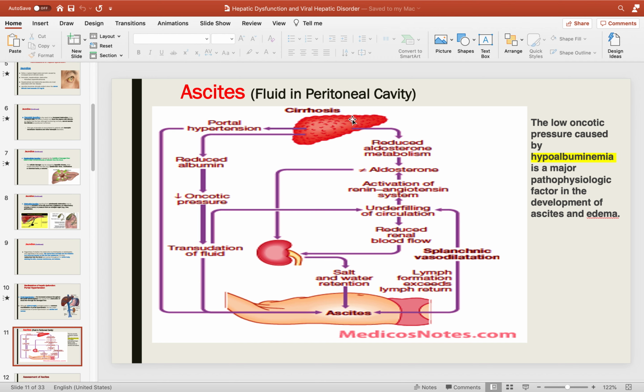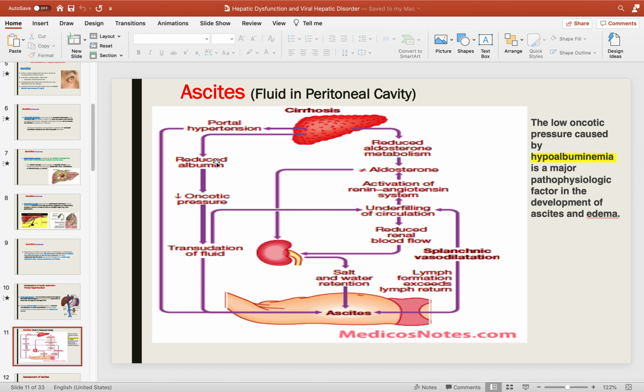So for ascites, you have to understand that because of a damaged liver, such as cirrhosis, we end up with portal hypertension, because as I explained, liver dysfunction may lead to portal hypertension, and portal hypertension will lead to ascites. Also, as I explained, ascites is one of the signs and symptoms developed because of the liver dysfunction. Also, a patient with liver dysfunction will have a reduced albumin level.